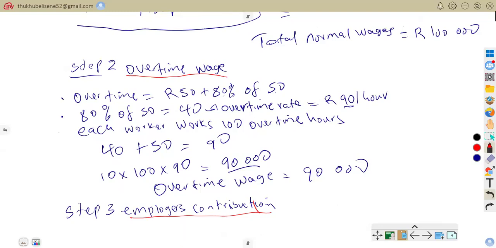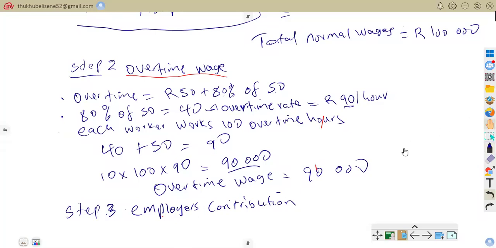So now let us see how our employer's contribution, sorry for that. Just a mistake. Where we have this is just a mistake. It's just a mistake. It's just a mistake. So we are to write what? Employer's contribution. Employer's contribution. So like we have said, this is step 3. Step 3 we have said is employer's contribution.